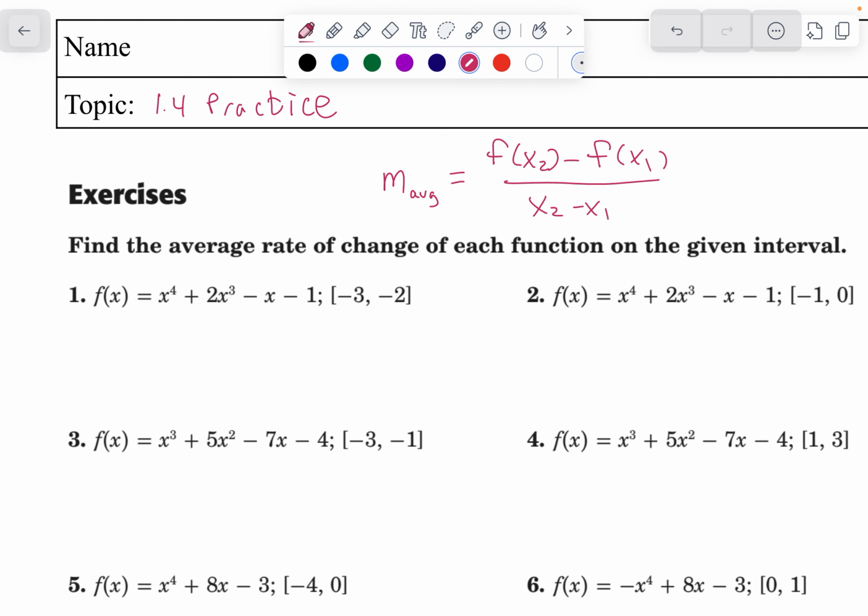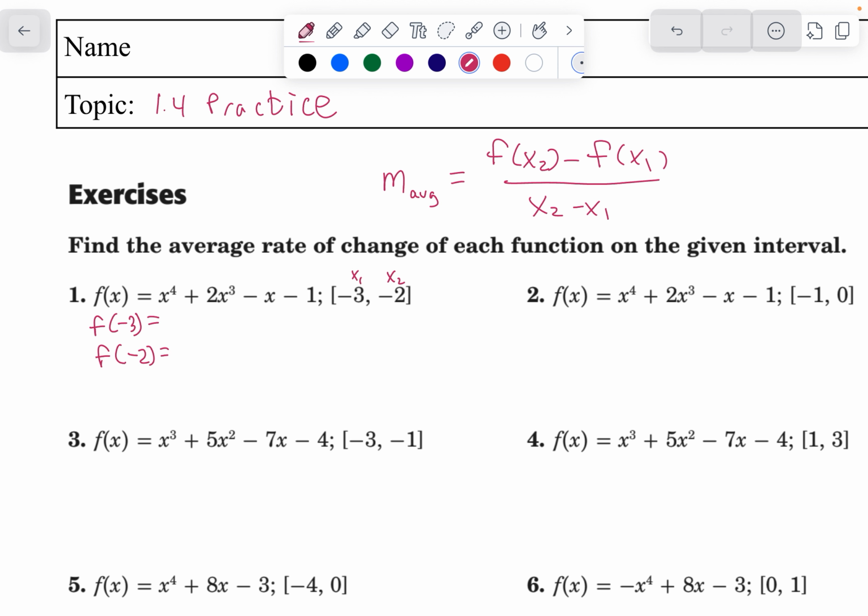So if we look at number 1, first let's label. This would be x1, this would be x2. We have to go where it is common, and you should get in the habit of going in least to greatest order. That interval will always follow that order, okay? Now, algebraically, we have to find what is the function when I plug in -3, what is the function when I plug in -2. So I list them that way so that you can have that, okay?